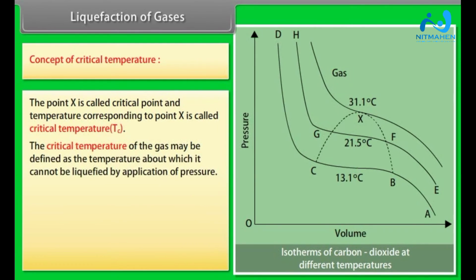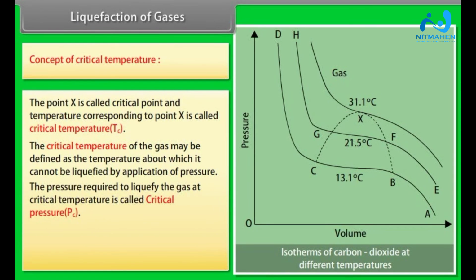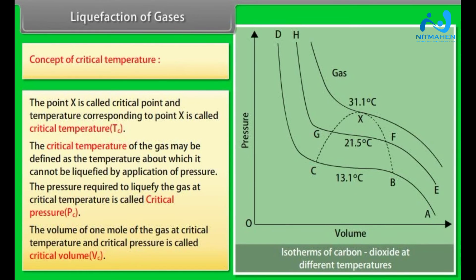The critical temperature of the gas may be defined as the temperature above which it cannot be liquefied by application of pressure. The pressure required to liquefy the gas at critical temperature is called critical pressure. The volume of 1 mole of the gas at critical temperature and critical pressure is called critical volume.